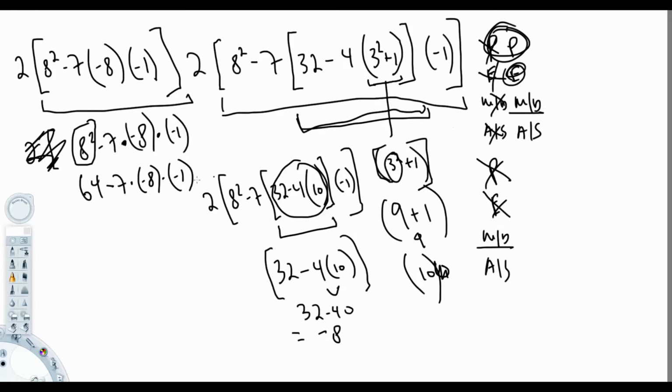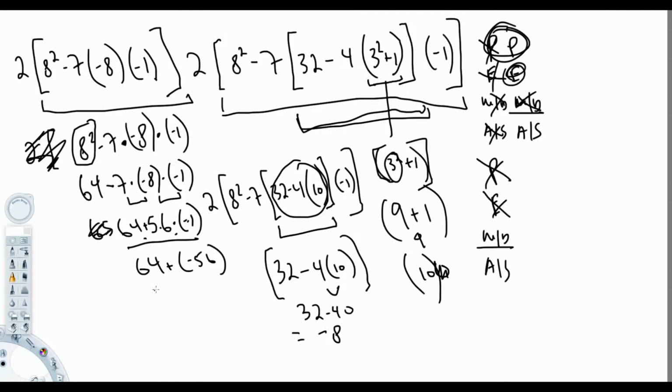So, do we have any multiplication or division? Yes, we do right here and right here. So it's going to be 64 minus 7 times minus 8 equals positive 56 multiplied by minus 1. So what are we left with here? We're left with an addition and a multiplication. We have one more multiplication to do. 64 plus minus 56, right? 56 times minus 1 equals minus 56. 64 minus 56 is 8. So that should be our answer.